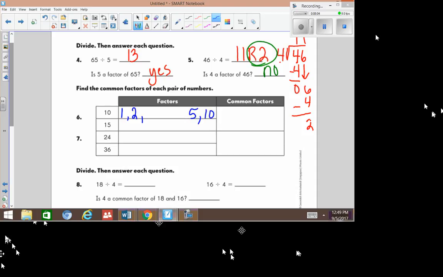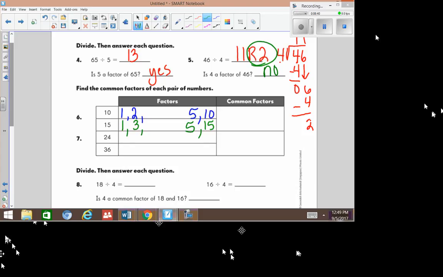Let's do 15. That's quick. Yeah, it is. What times what gets me 15? 1 and 15. Okay, so 1 and 15. Can 2 do it? No? Can 3? Yeah, 3, it can. So 3, what times 3? 5. 4? I already got 5, so I'm done, right?